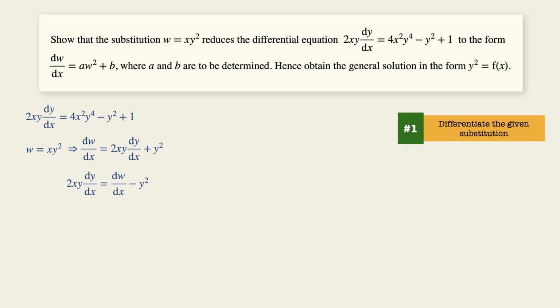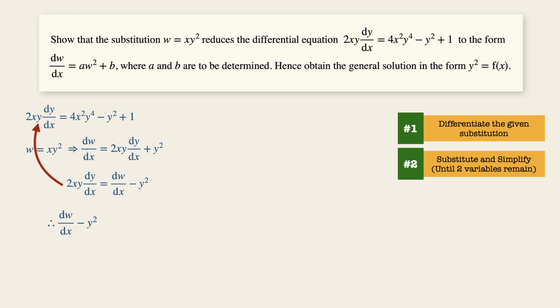In the next step, substitute and simplify until only two variables remain, which in this case is w and y. So 2xy dy over dx is substituted by this expression, while the term over here is actually 4w squared, because the original term x squared y power 4 can be written as (xy squared) whole thing squared, giving us w squared. So let's simplify it to dw over dx equals 4w squared plus 1. Now looking back at this question again, by comparing, a is simply 4 while b is equal to 1.